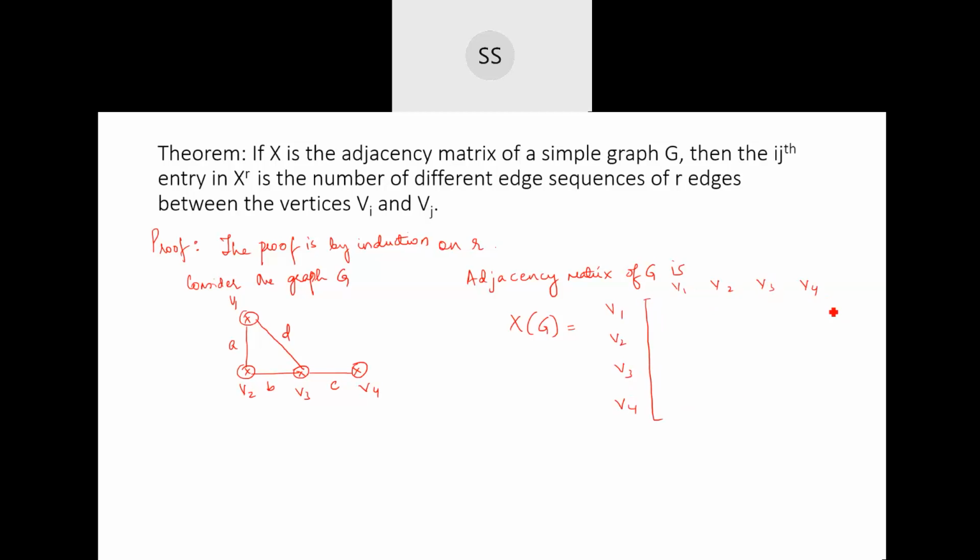V1 is incident with the edges connecting V2 and V3. V2 is connected only to V1 and V3. V3 is connected to V1, V2 and V4. What about V4? It is connected only to V3. The remaining entries I'll put as 0.